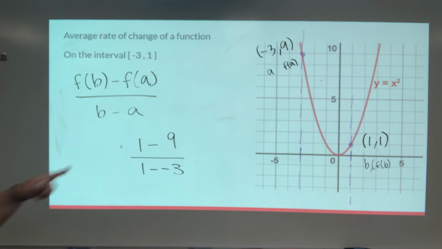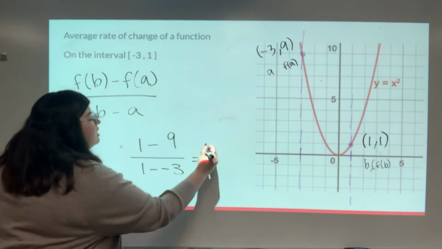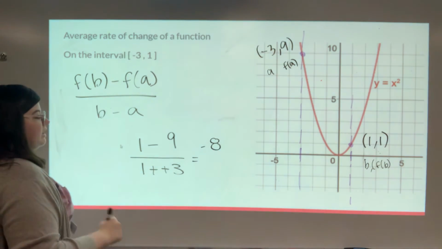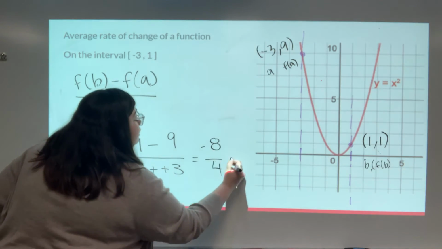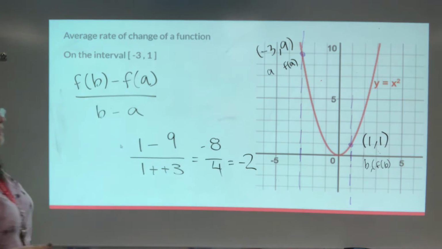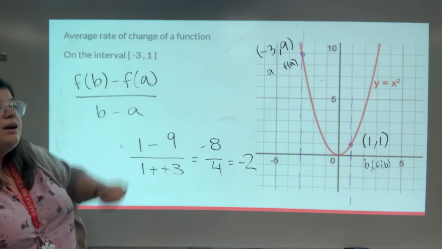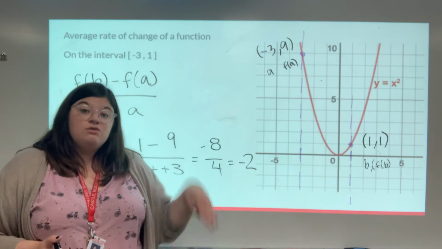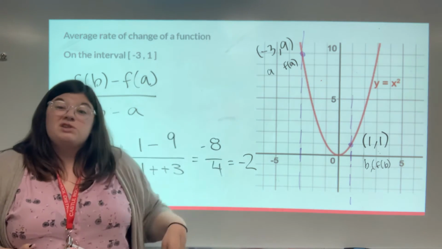All right, and then just kind of finish that off here. On the top, I've got -8. I've got 2 negatives, so I'm going to make those positive, and then I've got over 4. And then I can simplify that down to one number and say my average rate of change for this function on the interval -3 to 1, decreasing, all right? It's a -2. I've got like a downward slope.